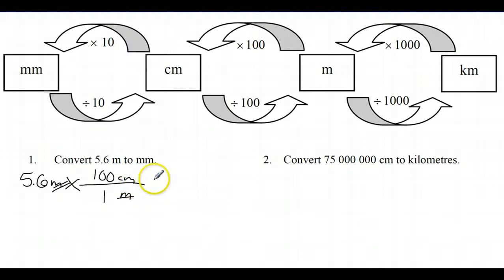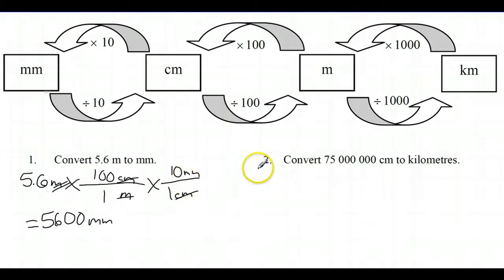But I need to get, are we there yet? No, we have centimeters. We need millimeters. So I need to get rid of the centimeters on top. So I will put 1 centimeter on the bottom. And 1 centimeter is equal to 10 millimeters. Now you notice these are equal. 100 centimeters, 1 meter are the same thing. 10 millimeters, 1 centimeter are the same thing. Cross off centimeters top and bottom. We get 5.6 times 100 times 10, and the units we're left with are millimeters. So this will be 5,600 millimeters.